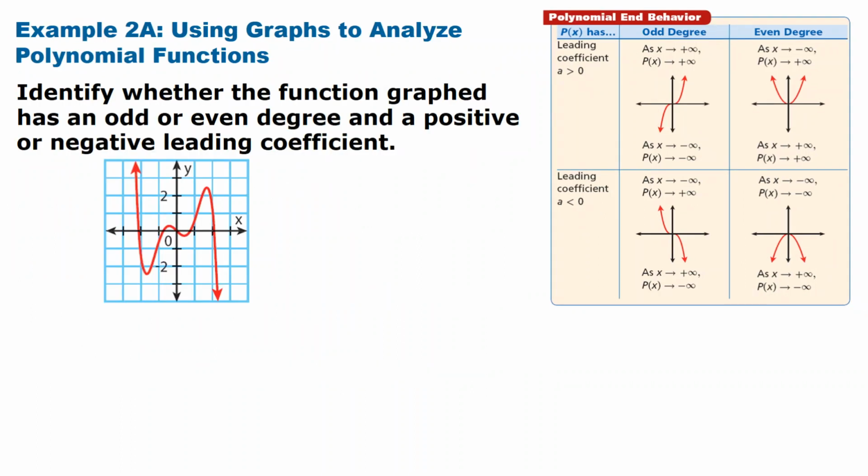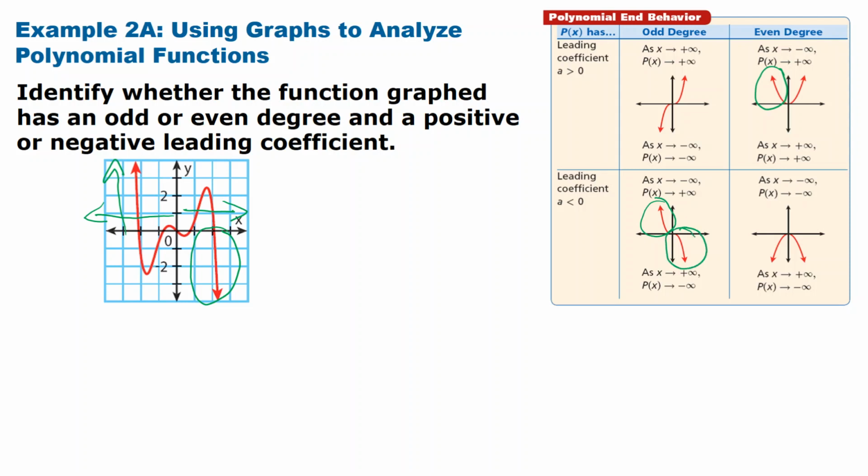All right, let's try this example. It says to identify whether the function graphed has an odd or even degree and a positive or negative leading coefficient. So the first thing I notice is that as x approaches negative infinity, my function is getting more and more positive. And so I can see that that's what's happening in this one, and it's also happening in this one. Now I have to look at my ending. As x is approaching more and more positive infinity, my function is getting more and more negative. And so that one looks like this.